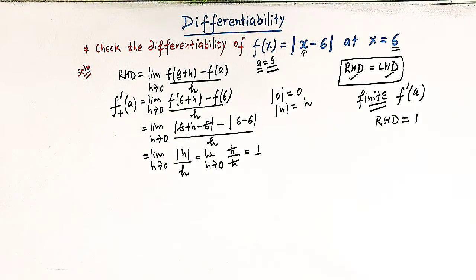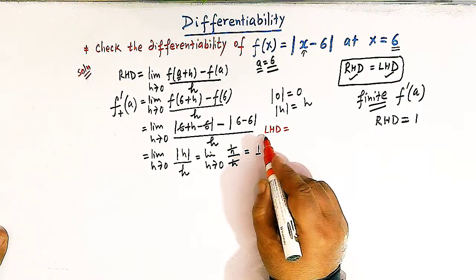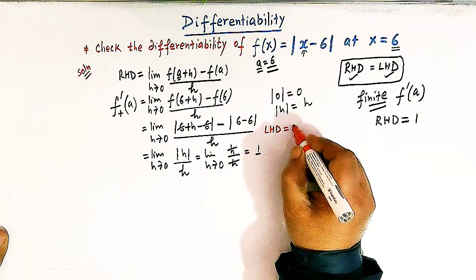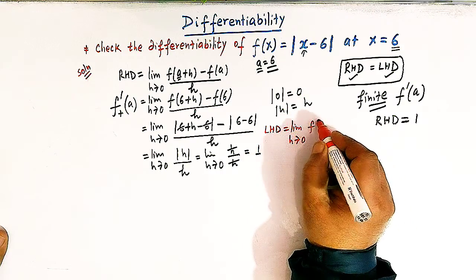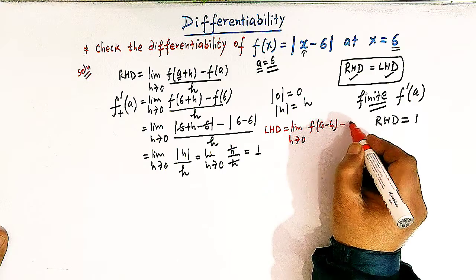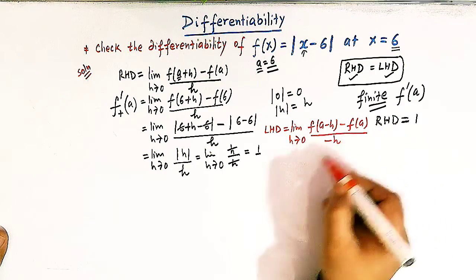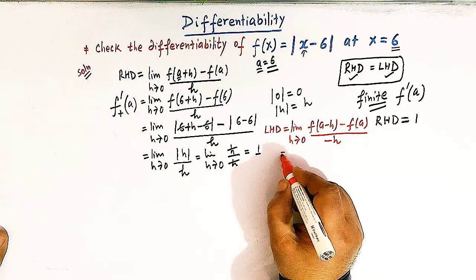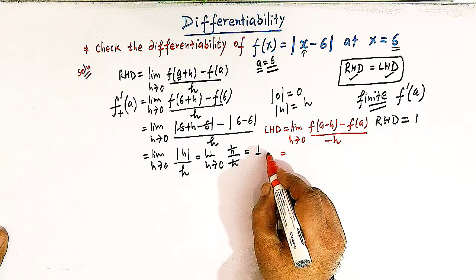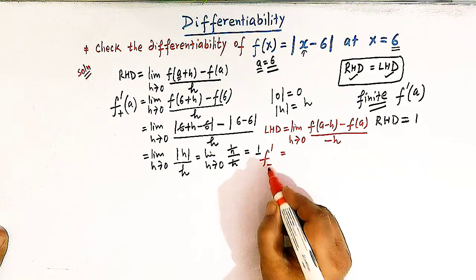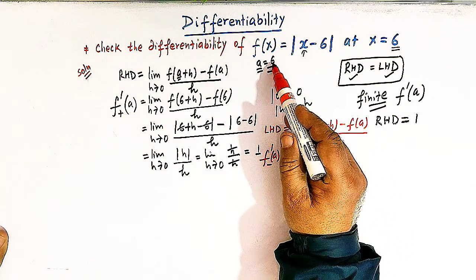Now let us find out the left hand derivative. The definition of left hand derivative is limit h tends to 0 of f of a minus h minus f of a divided by minus h. We can use the notation for the left hand derivative as f prime with a negative sign, at a, where a is 6.